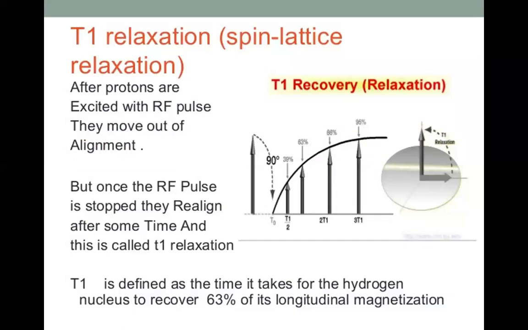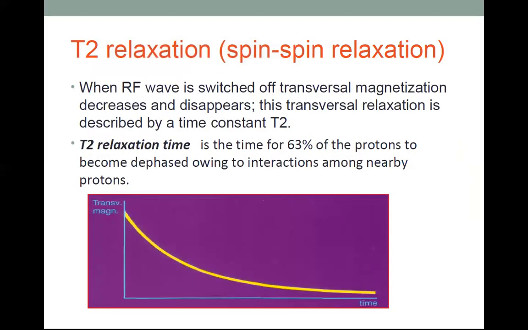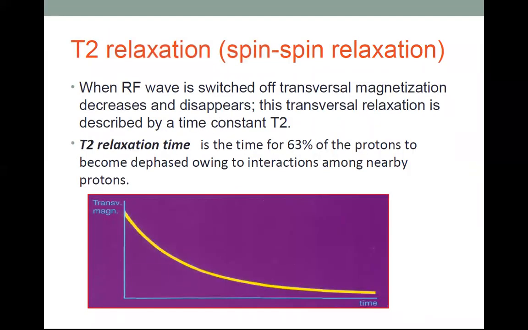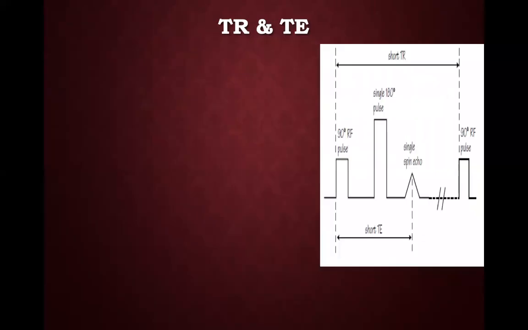Now, when we give that pulse, the time taken for the atoms to come back initially is called the time to relaxation, or the TR. And T1 relaxation time is called the spin lattice time. Basically, you don't have to bother about this. T2 is the time taken for 63% of the protons to become dephased. I'll be explaining it again later.